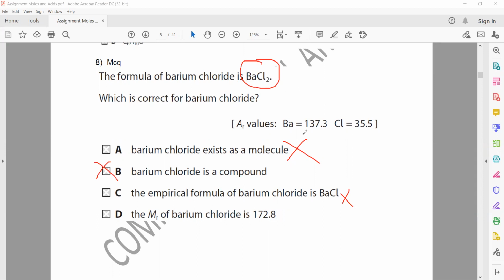So when we work out, barium is 137.3 plus chlorine is 35.5 multiplied by 2. So 35.5 multiplied by 2, that's 71, and 137.3. So 137.3 plus 71, that will be equal to 208.3, but it is written 172.8, so that is also wrong. So correct option is B.